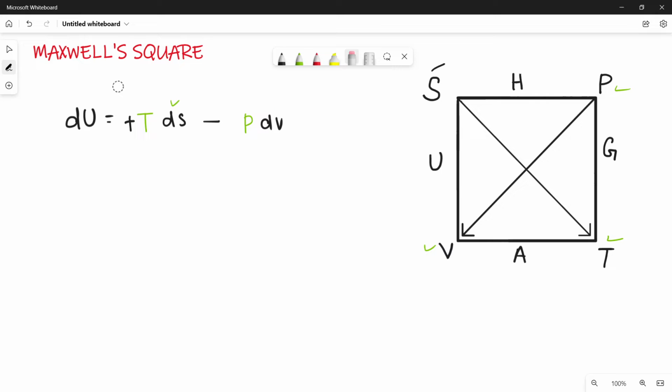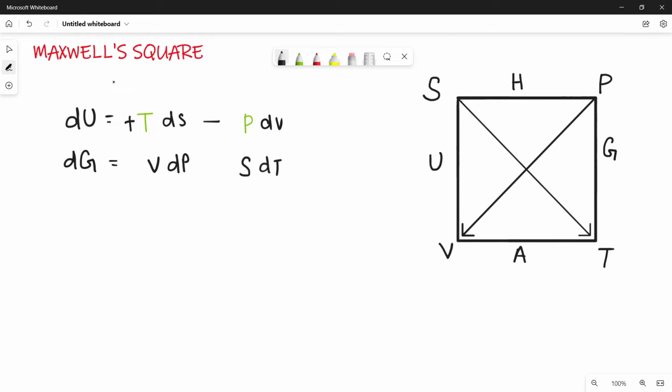Likewise we can find the relations for dH, dG and dA also. Now we'll try dG, that is the Gibbs free energy equation. First I have to find the position of G. It is present between P and T. So I have to write the differential forms of dP and dT, and opposite to P, V is present, so I write V, and opposite to T, S is there, so I write S.